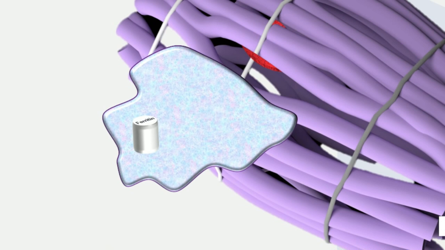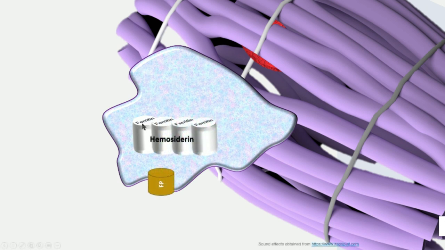So these soluble ferritin will form insoluble aggregates of ferritin, and these insoluble aggregates of ferritin are called hemosiderin. And here again, as per requirement from these macrophages, iron can be ported out with the help of ferroportin and transported with the help of transferrin.